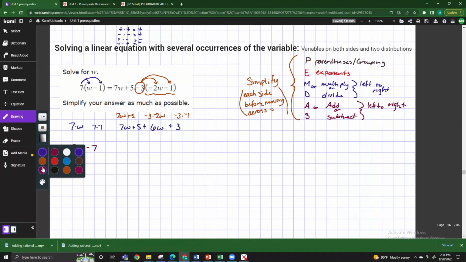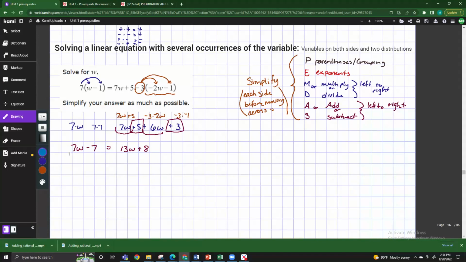Now I have to combine like terms, so I'm going to combine the W's together. 7W and 6W is 13W, and the 5 plus 3 is 8, so plus 8. I still have my equal sign in between them, but I have simplified things as much as possible on both sides of the equation. I'm down to a variable term and a constant on both sides, which means now I have to get all of the letters on one side and all of the plain old numbers on the other side.